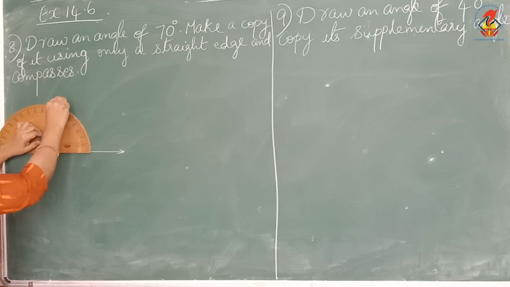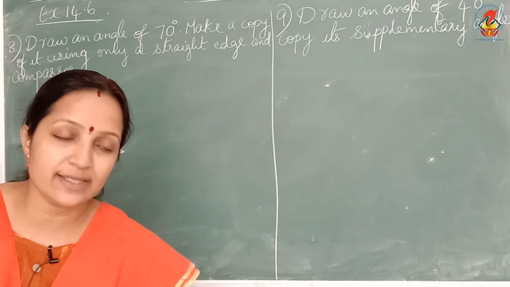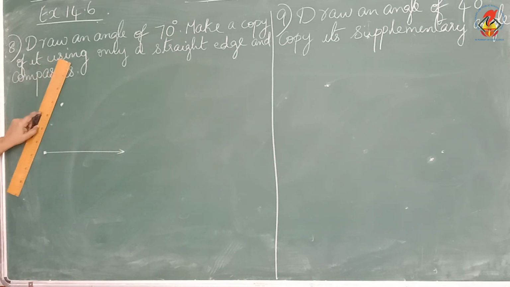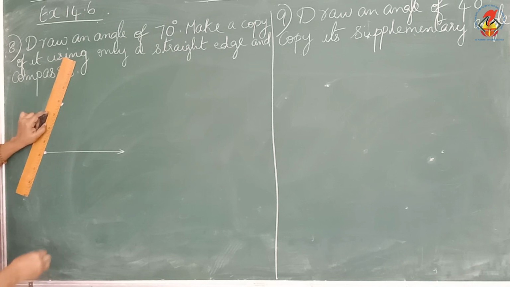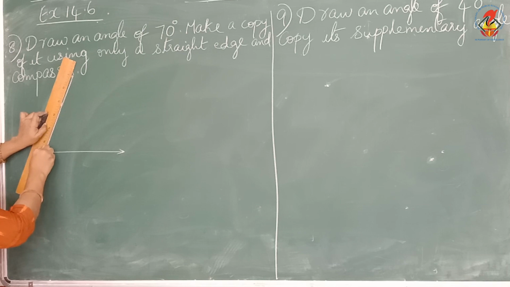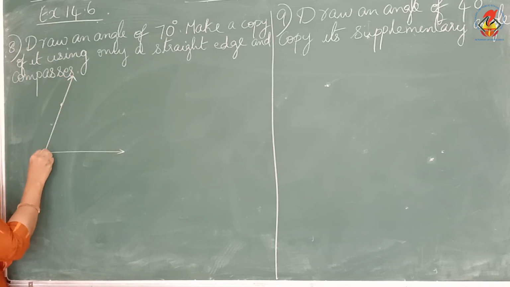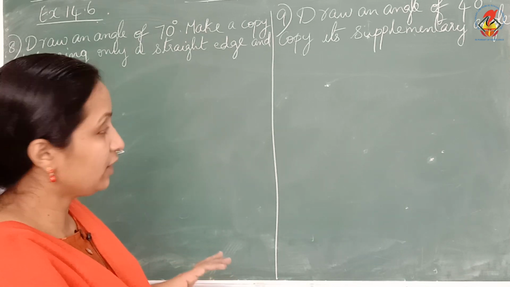Mark a point there. And by using your ruler and pencil, you draw a straight line. This angle will be a 70 degree angle. Okay, so how to draw an angle is clear for everyone.